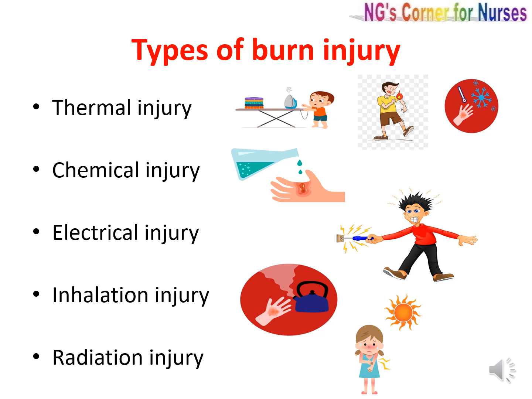Next is chemical burn. Chemical burns are the result of contact with acids, alkalis and organic compounds. Next is electrical burn. Electrical burns result from intense heat generated from an electric current, and direct damage to the nerves and blood vessels.